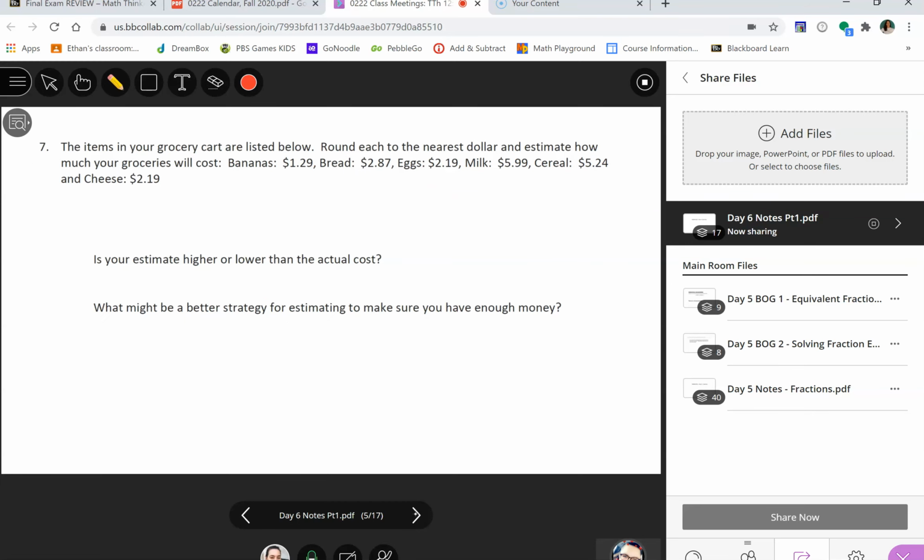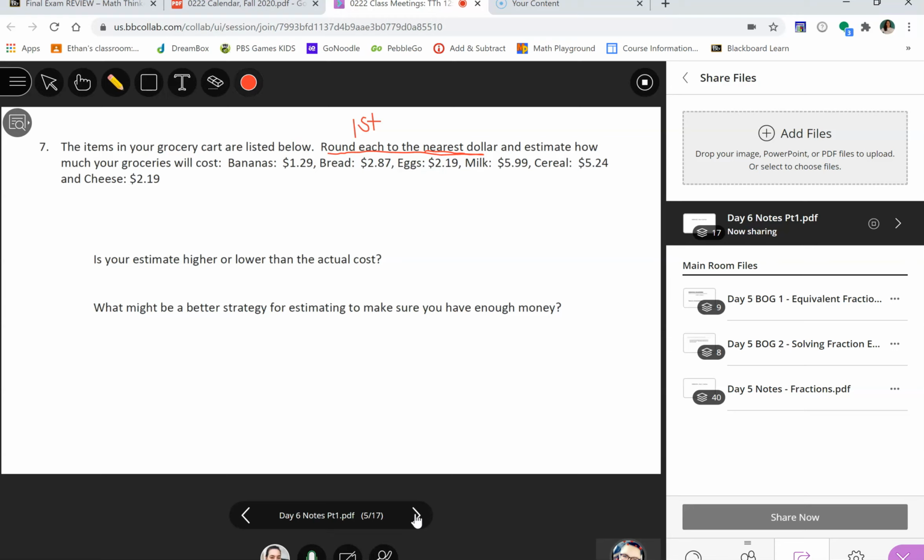Okay, here's another example of one that's different than what we would do in real life. But it's on MyMathLab, right? So are we in real life? No, we're in MyMathLab. So let's look at this one. It says the items in your grocery cart are listed below. Round each to the nearest dollar. So you have to do that first. And estimate how much your groceries will cost. So you have to round them to the nearest dollar. And then you'll add them all up, right?